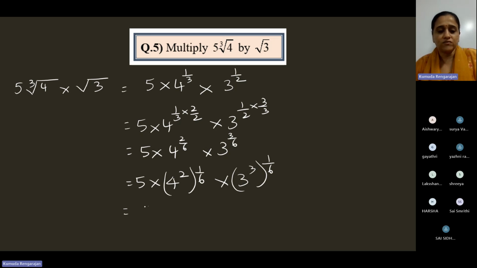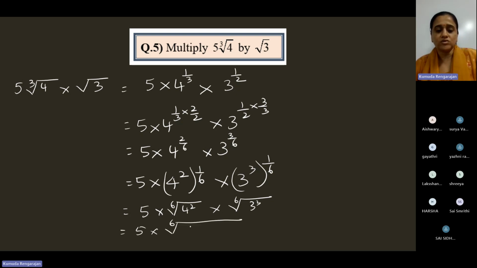Okay, so this is nothing but 5 into 6th root of 4 squared into 6th root of 3 cubed. So it is 5 into 6th root of 4 square is 16 and 3 cubed is 27. So 5 into 6th root of 16 into 27 is 432.